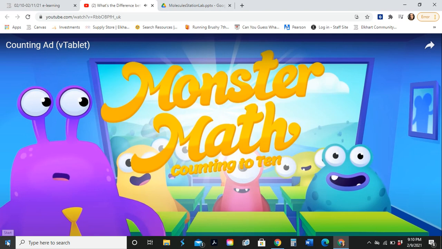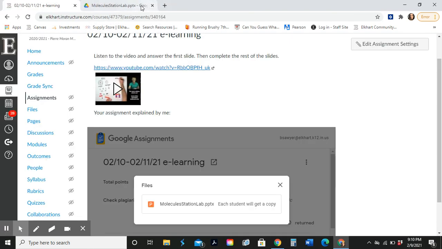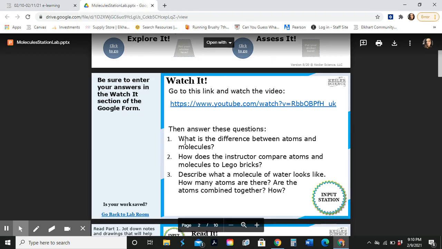All right, so now that we know the difference between atoms and molecules, we're going to come in here and we're going to answer the questions.